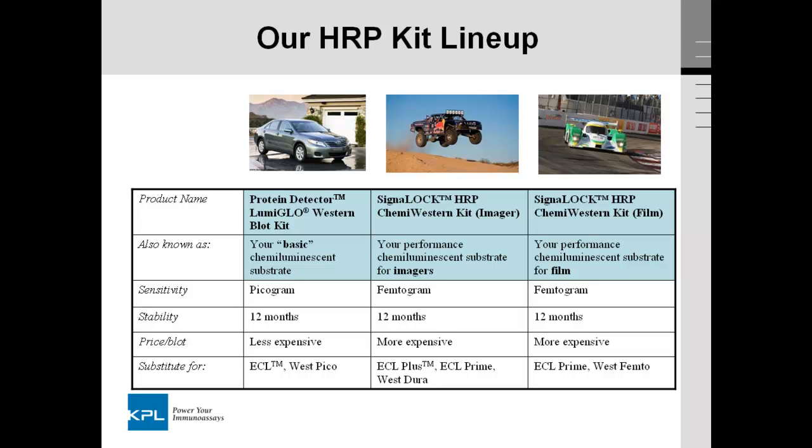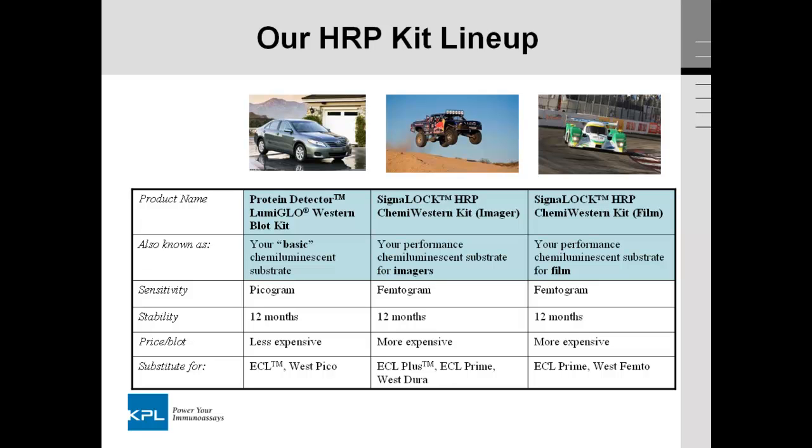On the left, with our protein detector LumiGlow Western blot kit, you have your standard family car. It is reliable. It will get done what you need to do. This will be your workhorse substrate. It will give you sensitivity in the picogram range, will be stable for at least a year, and is less expensive when compared to its high-performance counterparts. It is a good substitute for ECL and West Pico.